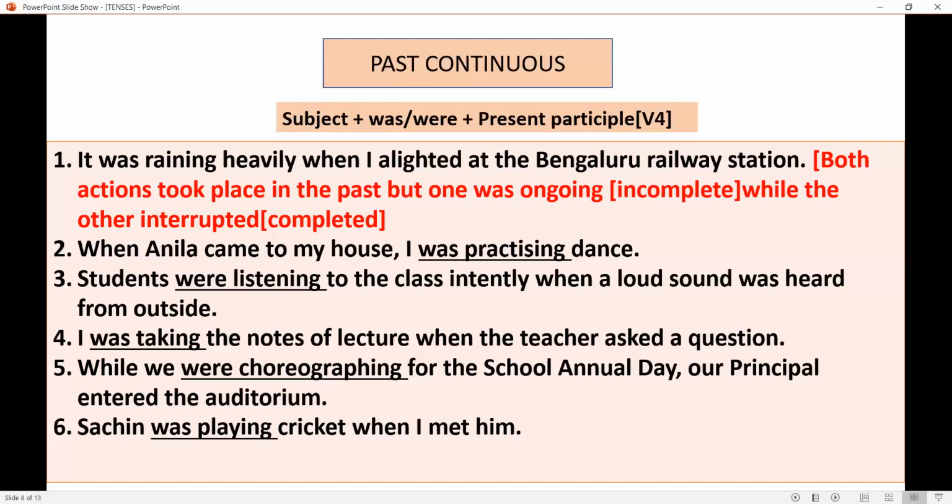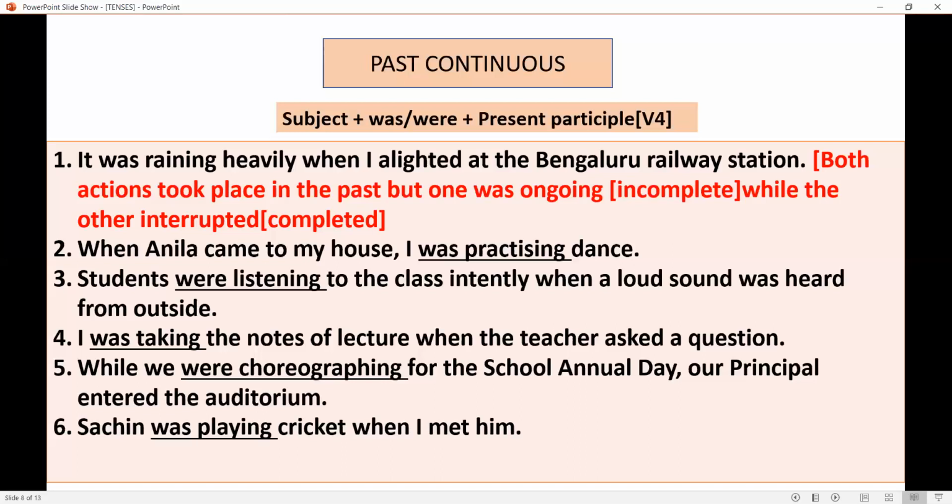Another example. While we were choreographing for the school annual day, our principal entered the auditorium. So here, the ongoing action was were choreographing, but the simple past tense is used for the action that happened at that time, that is the principal entered.